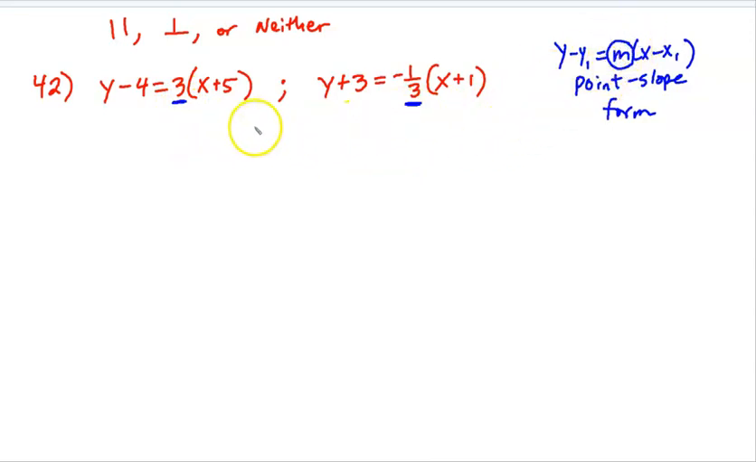But the truth is still the same, that perpendicular lines have slopes that are opposite reciprocals of each other. And that's what we have here. We have two numbers that are opposite reciprocals. So for number 42, your answer should be that they are perpendicular.